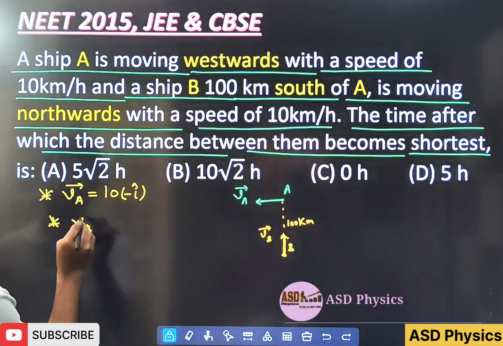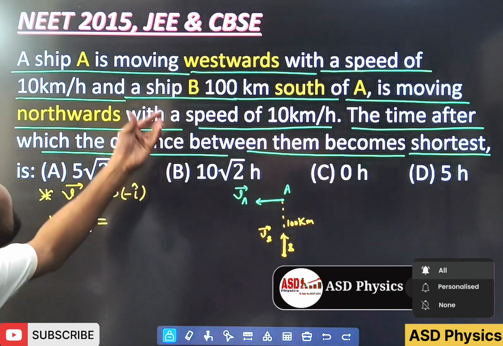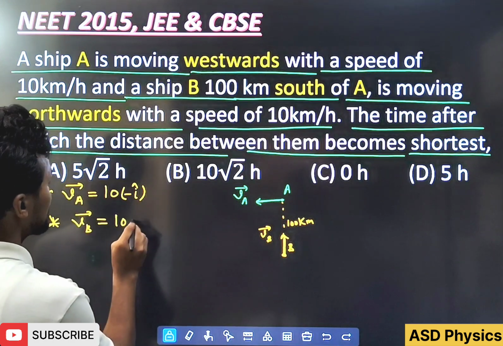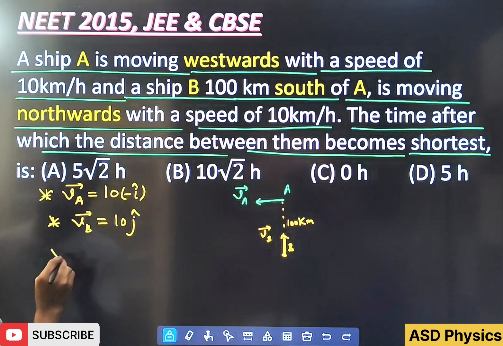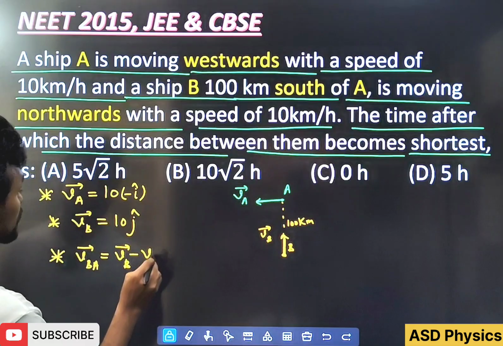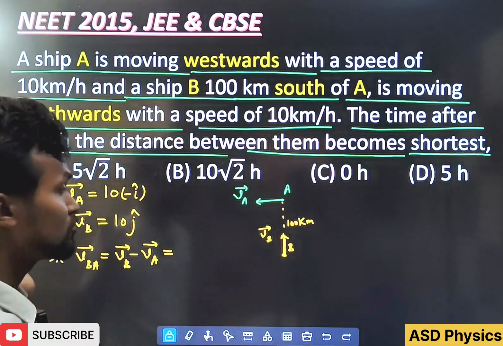Similarly, what is the velocity of B? This is also 10 km per hour, but we'll write here 10 J cap, because it is upward. Now what I am going to do here is calculate the velocity of B with respect to A. So this will be velocity of B minus velocity of A.